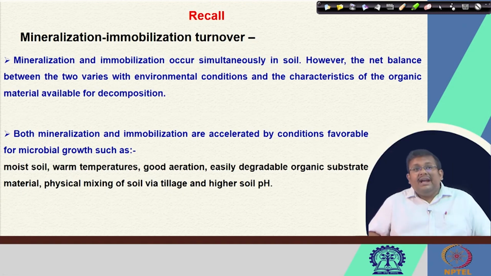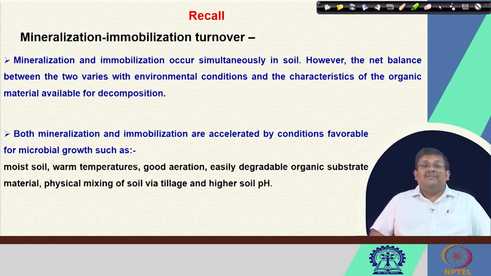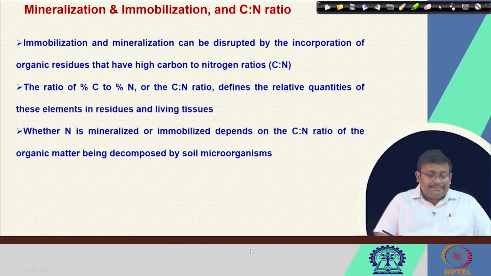Now, please recall that mineralization and immobilization occur simultaneously in soil. However, the net balance between the two varies with environmental conditions and the characteristics of the organic material available for decomposition. Remember that both mineralization and immobilization are accelerated by conditions favorable for microbial growth. What are those factors? First of all, moist soil, warm temperature, good aeration, easily degradable organic substrate material, physical mixing of soil via tillage, and higher soil pH. All these are very important for creating favorable conditions for the mineralization and immobilization processes.